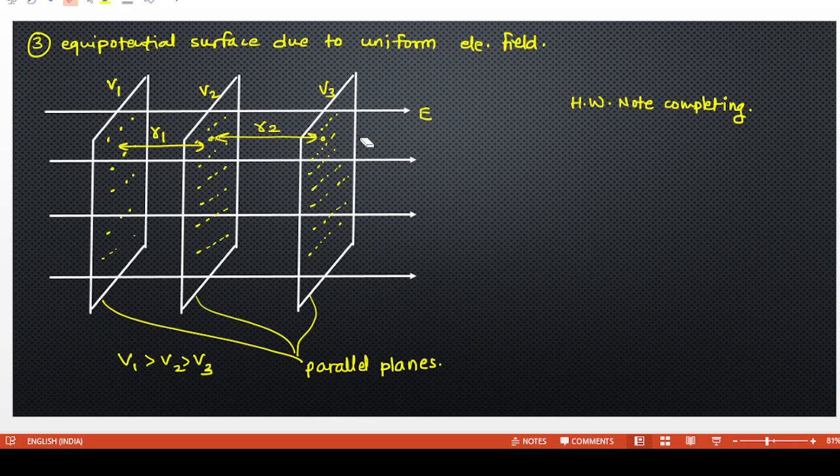So write with me. For uniform electric field, electric field E bar is equal to minus delta V upon delta X. That is, you can directly use the formula of potential difference upon distance.